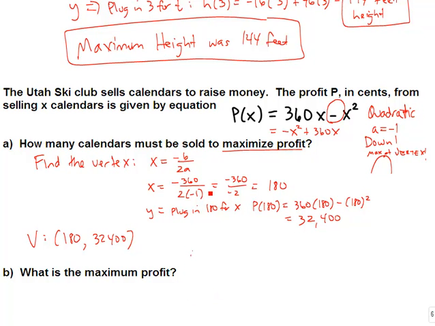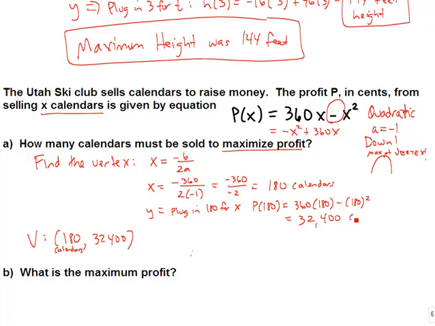So in the first problem, we have this vertex. Let's write out what our units are so that we can clearly identify what represents what. So this 180 was our x's. What did x represent in this problem? X was the number of calendars. So this is 180 calendars. What did the y represent here? Y was actually your profit, P, in cents.